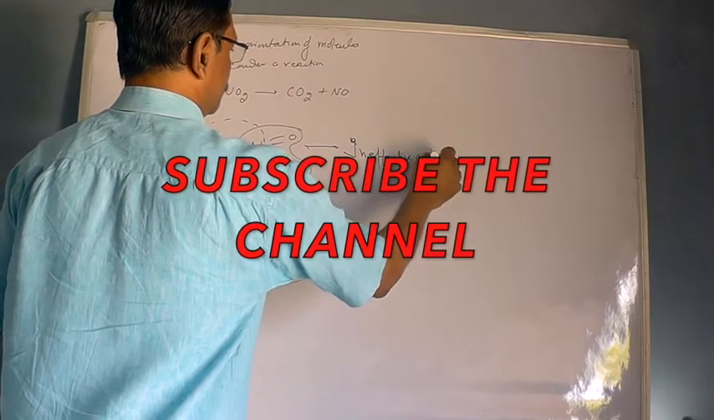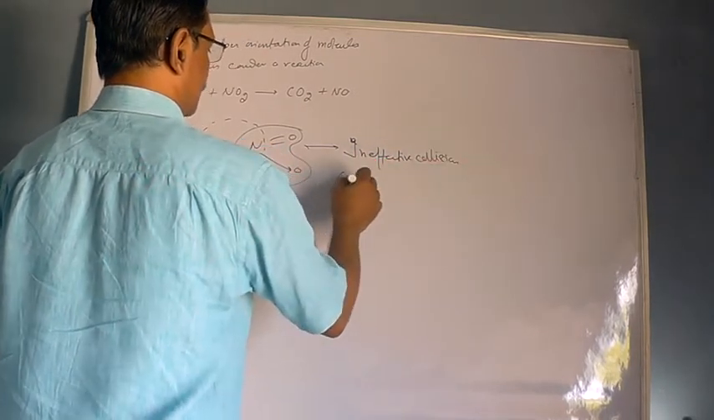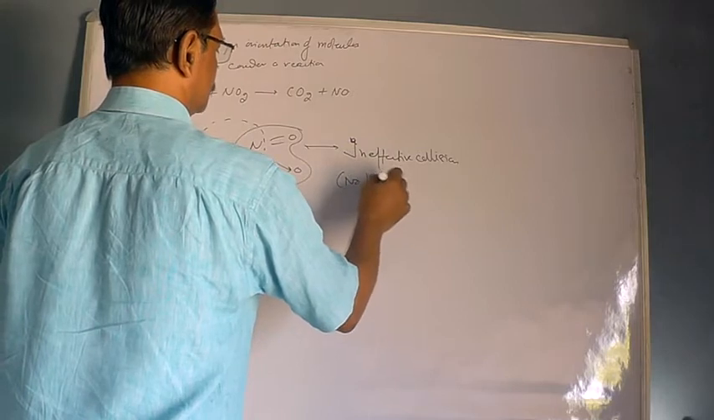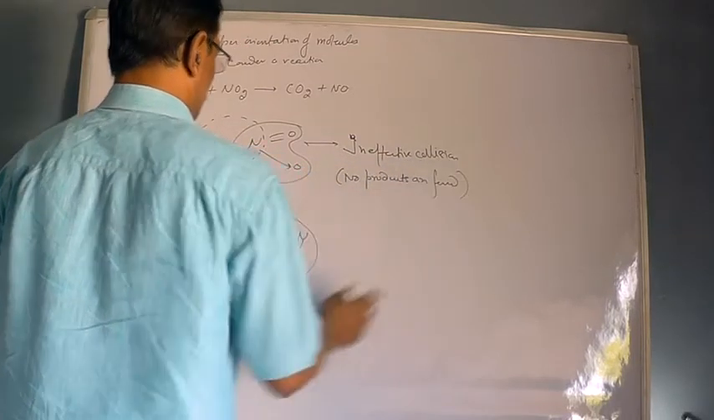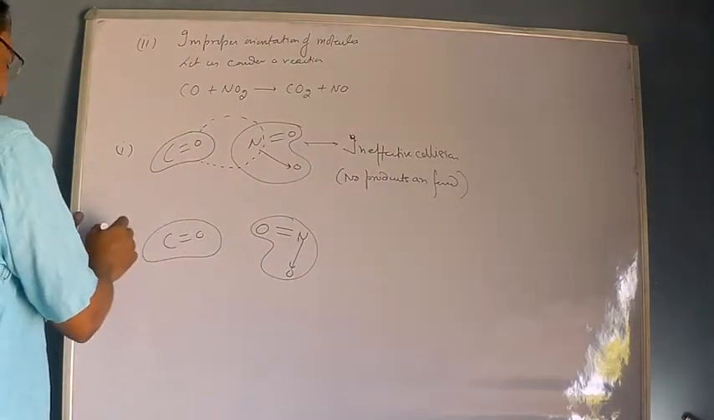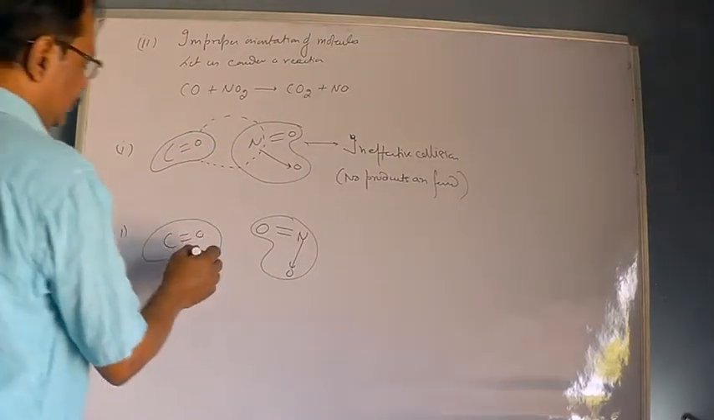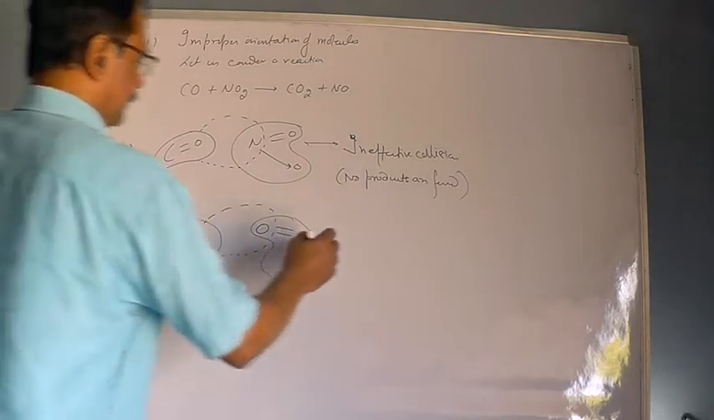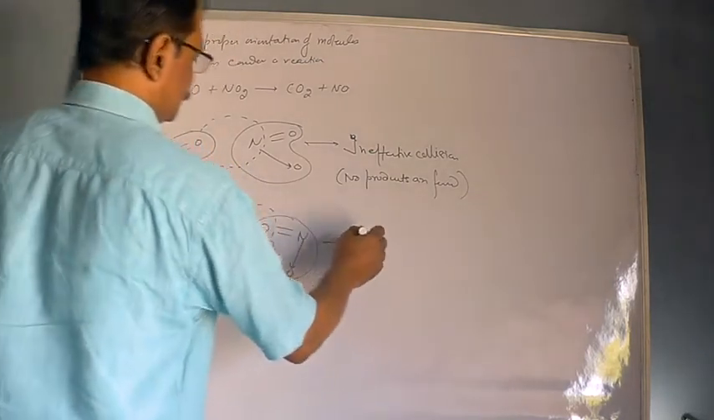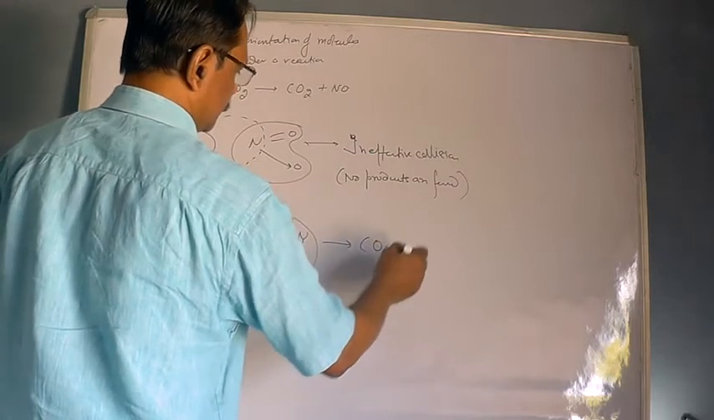Ineffective collision means no products are being formed. Now class, let us see the second one. When CO strikes NO2 at O, definitely we are going to get CO2, and this gives you the effective collision.